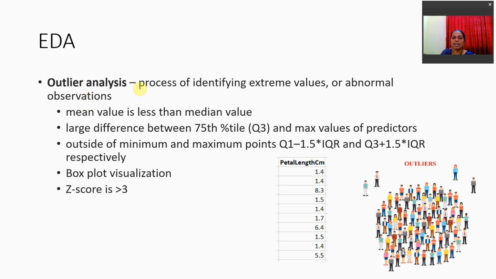An outlier is generally an extreme value or abnormal value contained in your data. If you see here, these are a group of data, and from that I have some extreme values. If I consider this column, generally the range of values goes from 1.1 to 1.4 to 1.7, but I have some outliers: 8.3, and then 6.4 and 5.5.